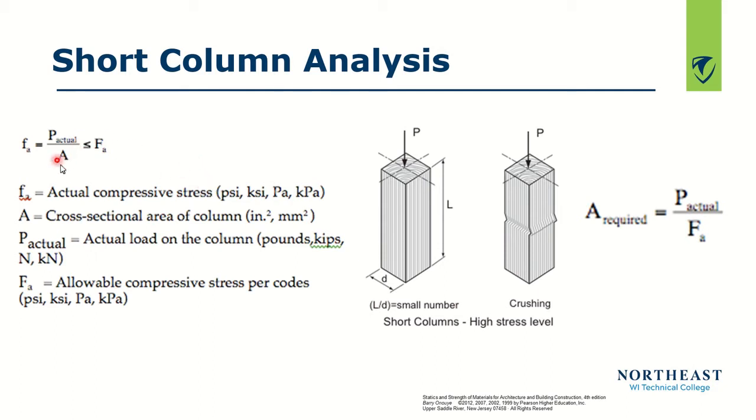Say I wanted to design a column. Can I rearrange this equation to solve for A? Say I need to size my column based on my actual load and my allowable stress, because I want to stay below that. I can rearrange this equation: A required equals P actual divided by my allowable stress. Then I get my required area, and if it's square, I can just take the square root of that and get my column. Obviously I always want to round up my area. So that's short column analysis.